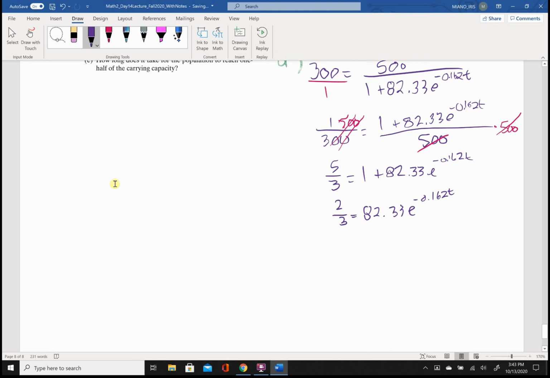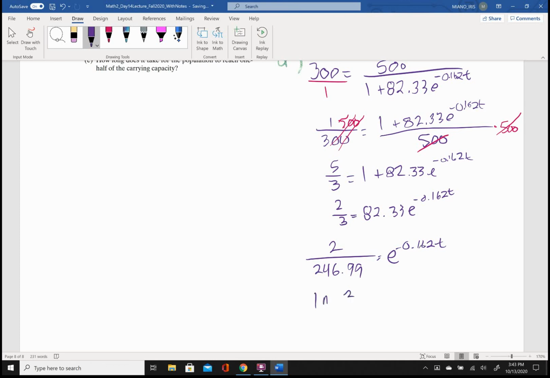and what next? We've got to divide both sides by 82.33, so basically it's multiplying the 82.33 times this 3 down here, so it's like 2 over 246.99 equals e to the negative 0.162 t. We're so close. Now we're ready to take the natural log of both sides, and then we're going to divide both sides also by the negative 0.162, the way we've been doing for previous examples as well.